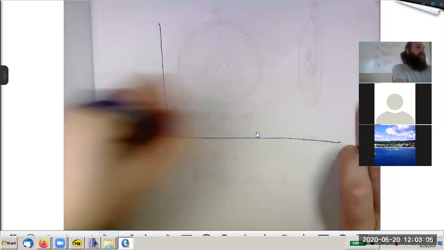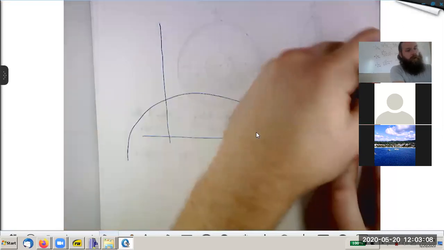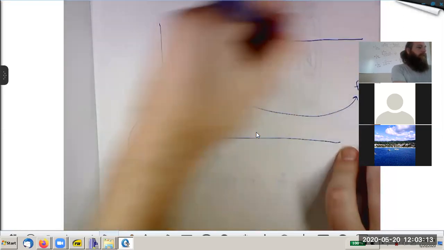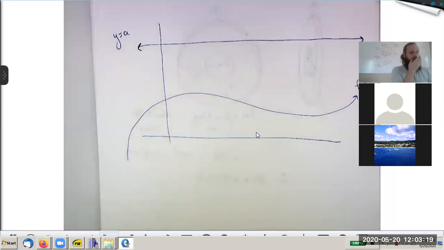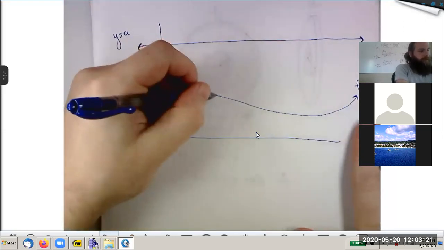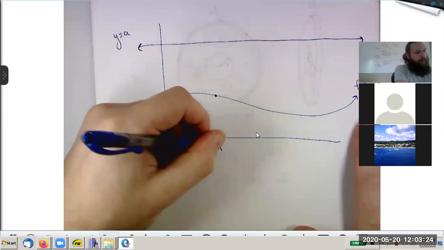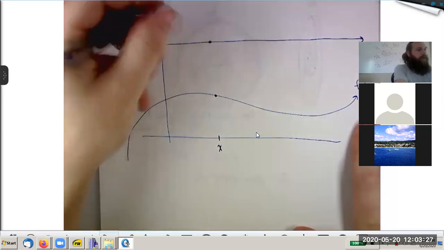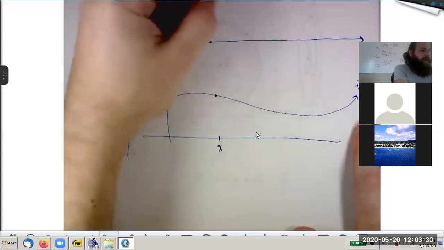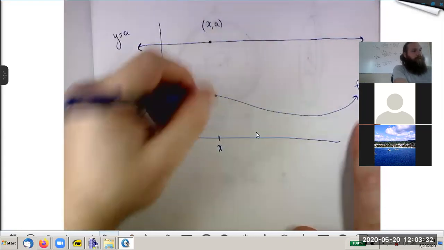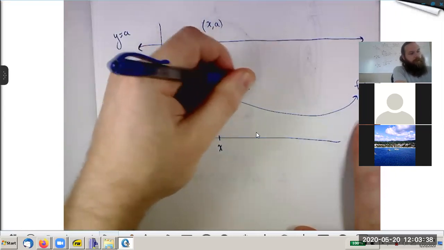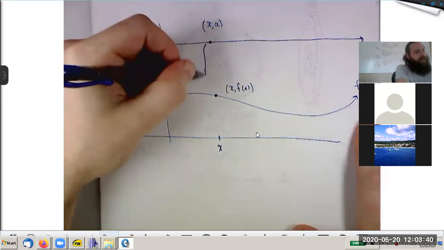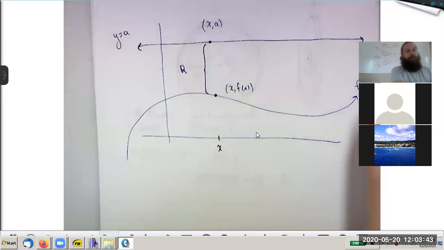All right. So here I have just some random function f of x. And here, let me call this line the horizontal line y equals a. If this is some generic point x in the domain, then the point on the line y equals a is (x, a), and the point along the graph of f of x is (x, f of x). What is this distance? Let me call that capital R.